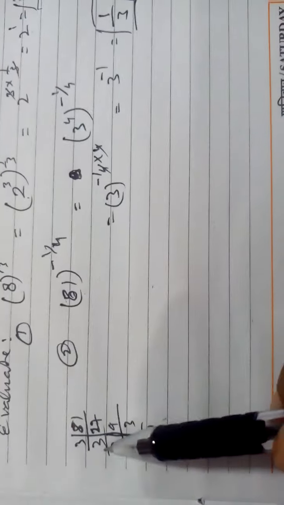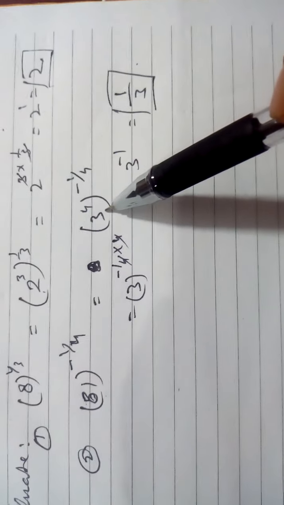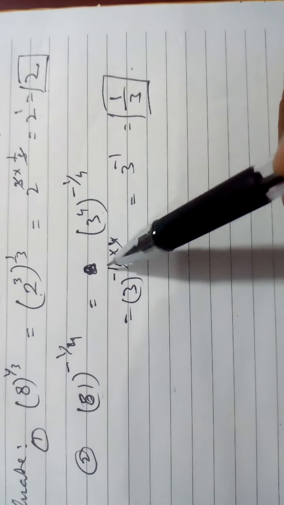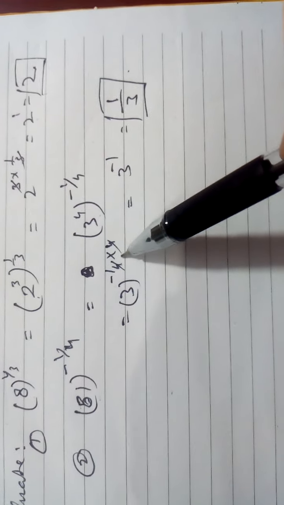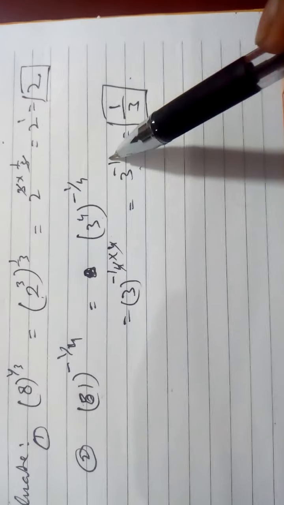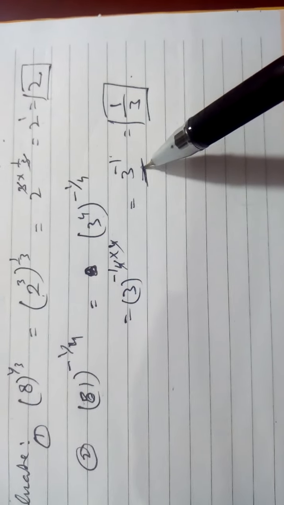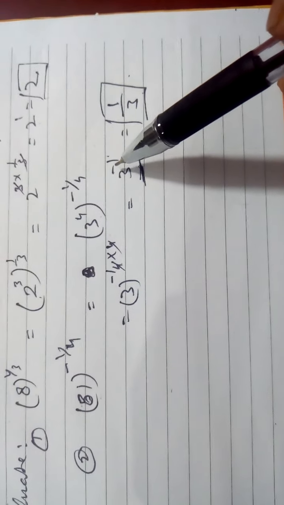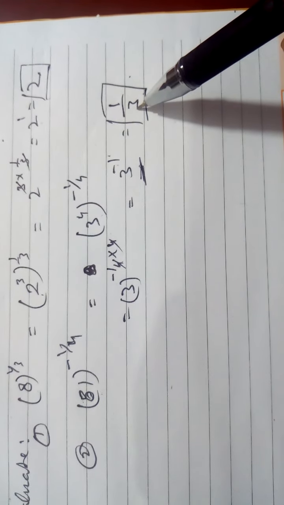81 is a prime factorization. You get 3 power 4. Power minus 1 by 4, so 4 into minus 1 by 4, the 4s cancel. You get 3 power minus 1, but this is a negative answer. So you write it using the rule of exponents in the denominator, then the power will be positive.